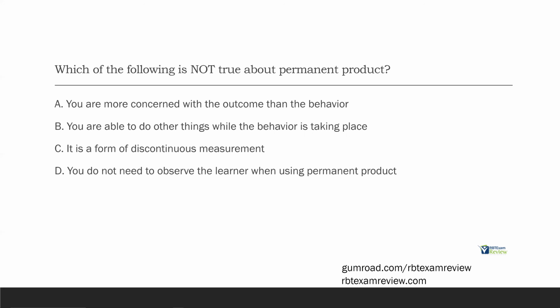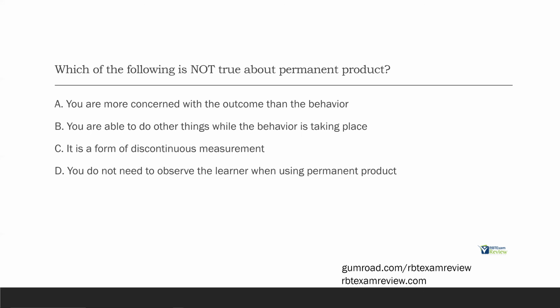A, you're more concerned with the outcome than the behavior. Well, we just said what? We said we're concerned with the product or the outcome. A is true. It's not going to be our answer. B, you're able to do other things while the behavior is taking place. Well, we said you don't actually have to observe the learner or the behavior occurring to measure it. You can do other things while the behavior happens. Come back, take your permanent product data, and still get an accurate measurement. B is true. It's not our answer.